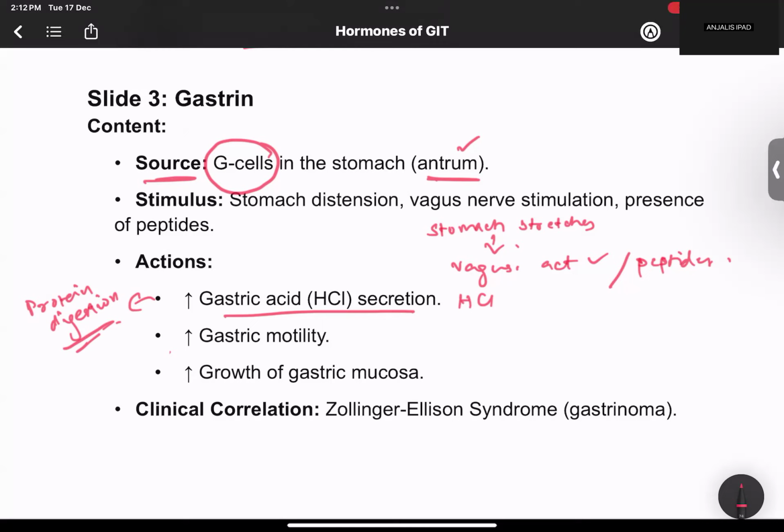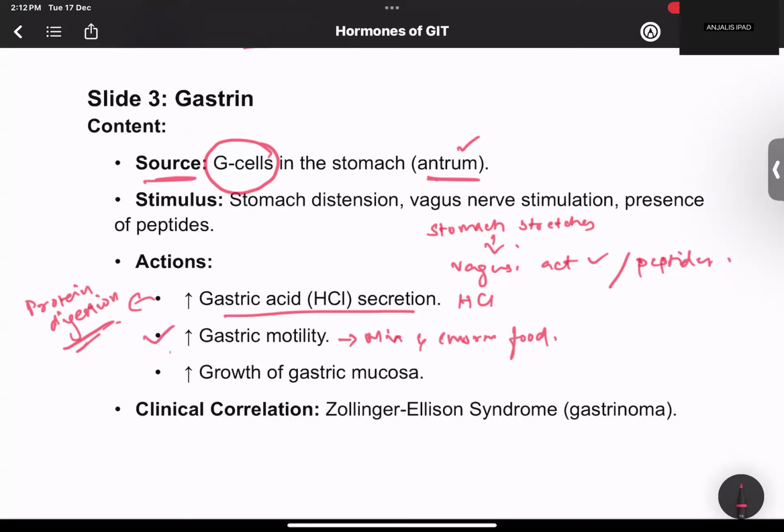The second action is on gastric motility. It increases gastric motility to mix and churn food. Gastric motility is increased to mix and churn food.